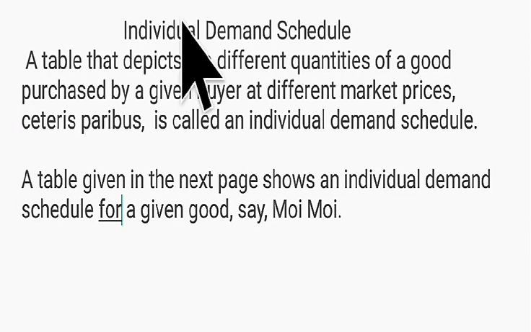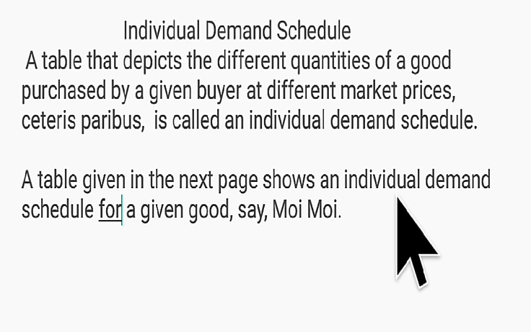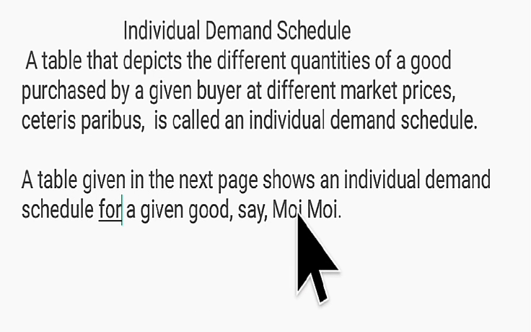Now, we start with the individual demand schedule. A table that depicts the different quantities of a good purchased by a given buyer at different market prices, ceteris paribus, is called an individual demand schedule. What I'm trying to say, in essence, is that an individual demand schedule is a table that shows the different quantities of a particular good bought by a given buyer at different market prices, all things being equal. A table given in the next page shows an individual demand schedule for a given good, say moi moi.